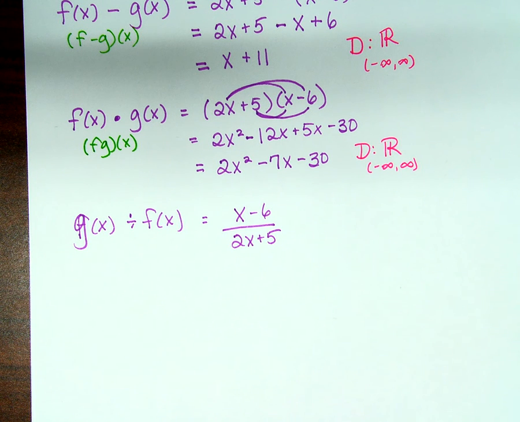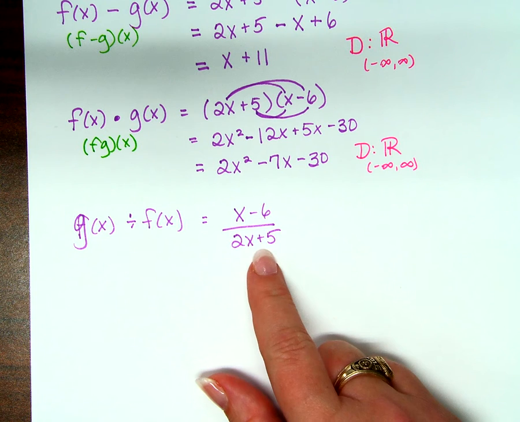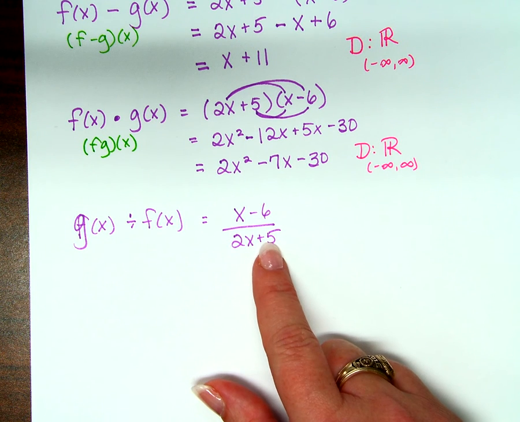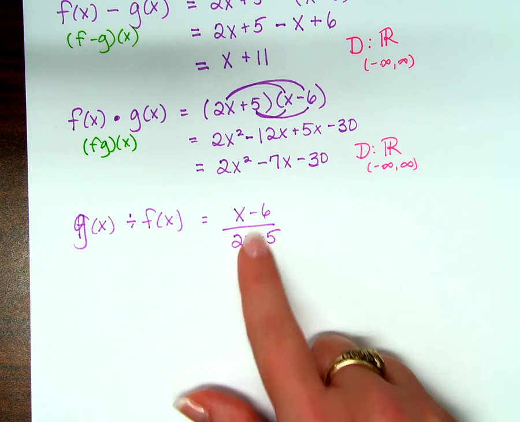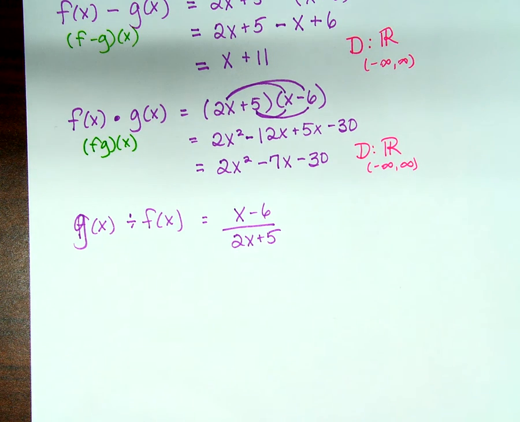That's the answer. Guys, there's nothing to simplify, is there? In fractions, the only thing we can simplify is common factors. All of these are simplified to their simplest form, so there's nothing to factor out. That's the answer. But let's talk about the domain now.